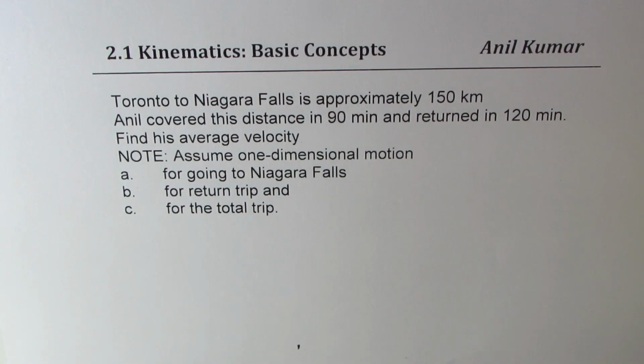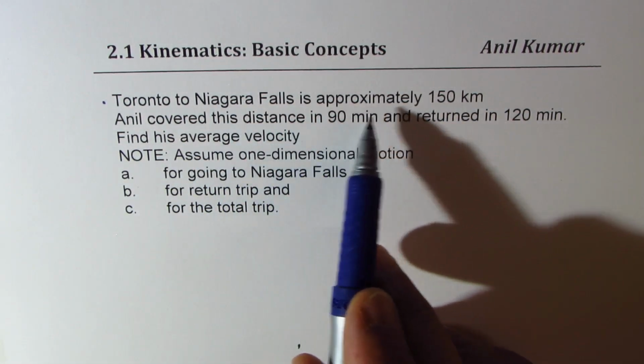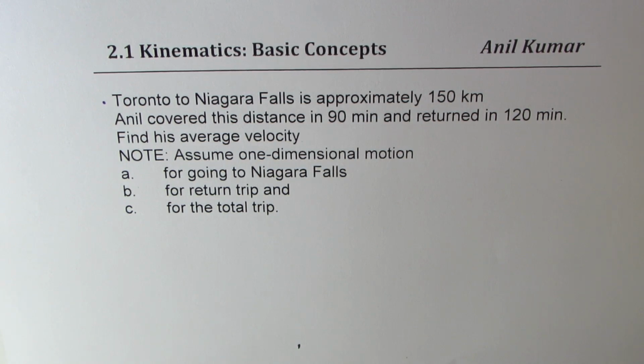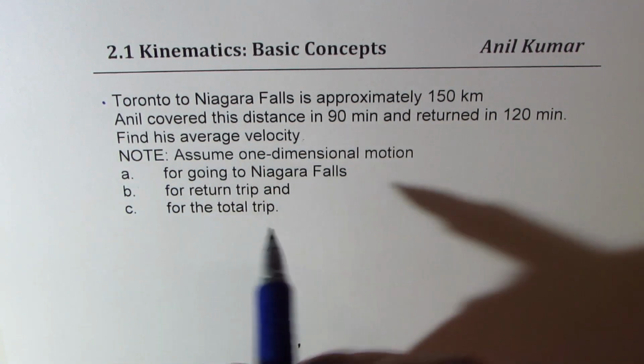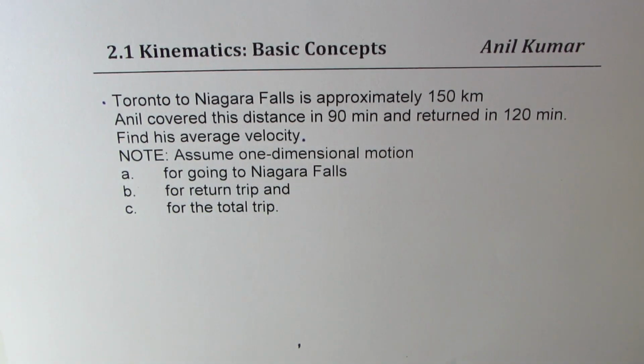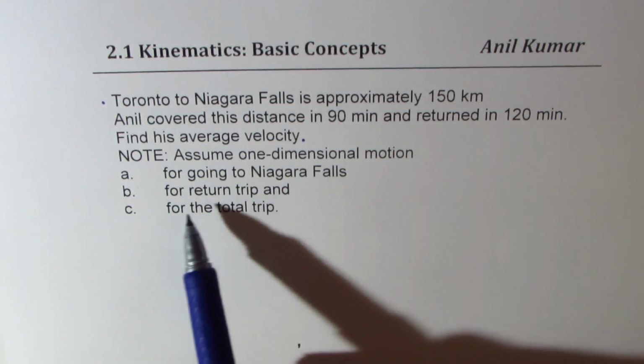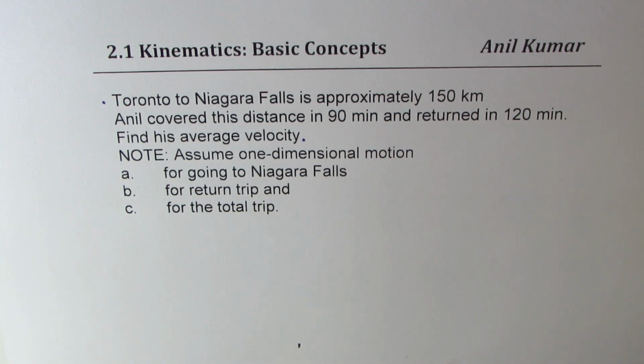Now let me take an example to illustrate what we have learned. Toronto to Niagara Falls is approximately 150 kilometers. Anil covered this distance in 90 minutes and returned in 120 minutes. Find his average velocity. We say assume, this is important, assume one-dimensional motion, right? So I hope you've got the concept, one-dimensional motion, for going to Niagara Falls, for the return trip, and for the total trip.